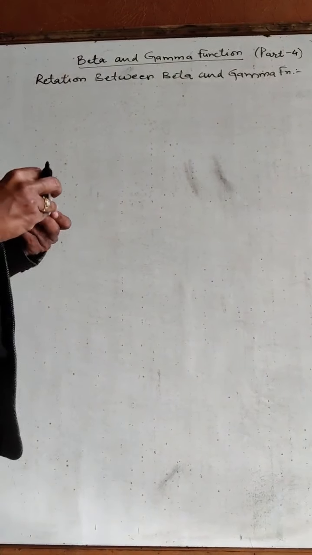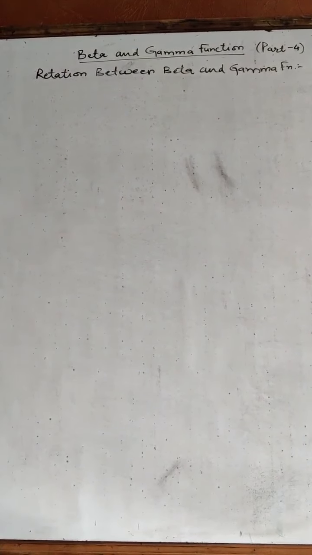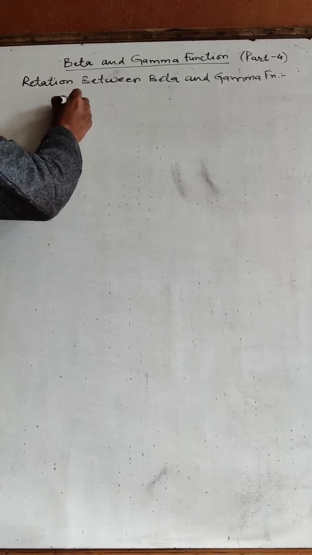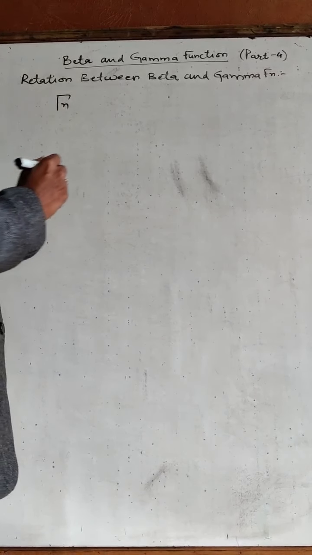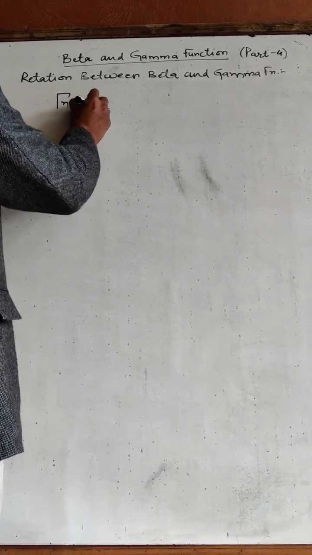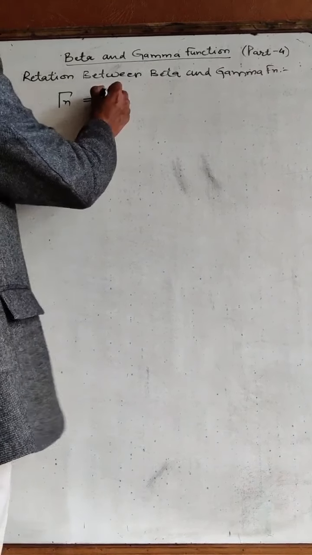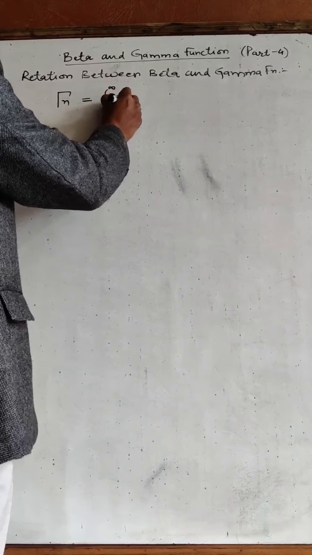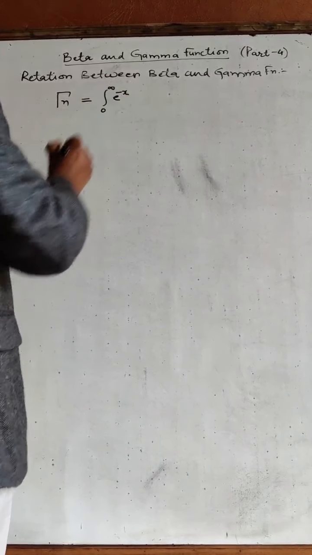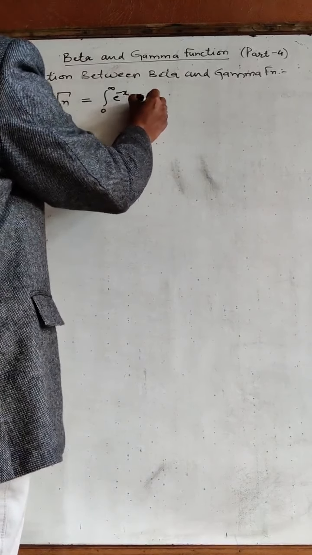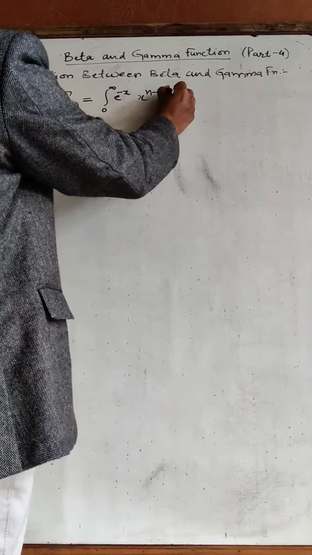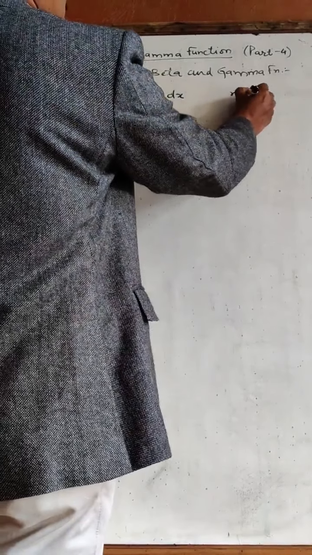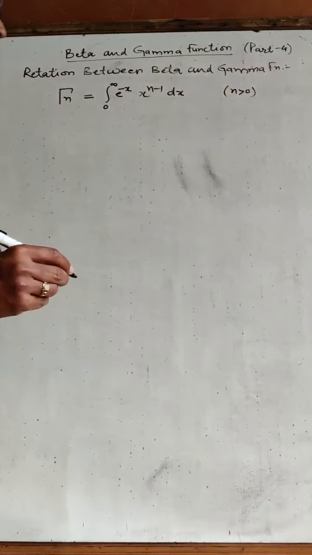To prove the relation between beta and gamma function, we will start with gamma of n, and we know gamma n is the definite integral from 0 to infinity of e raised to the power minus x, x raised to the power n minus 1 dx, where n must be a positive real number.